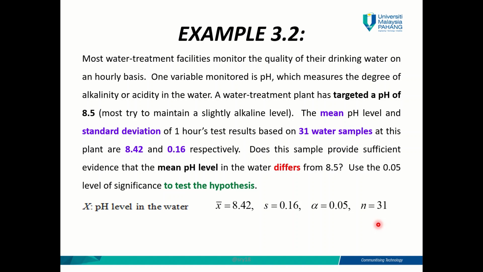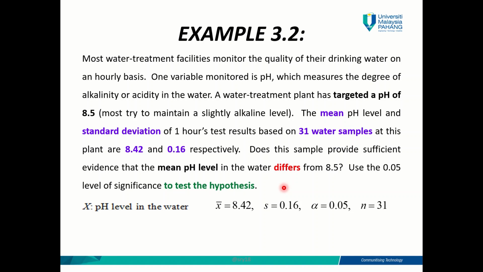Now let us try to answer the question. Does this sample provide sufficient evidence that the mean pH level in the water differs from 8.5? If the question wants you to provide sufficient evidence, this is one way to ask you to conduct hypothesis testing. The question did not directly say conduct a hypothesis testing, but you need to know that this means you need to conduct a hypothesis testing. Here's a clue to test the hypothesis. This question is quite direct, it does tell you to conduct hypothesis testing.